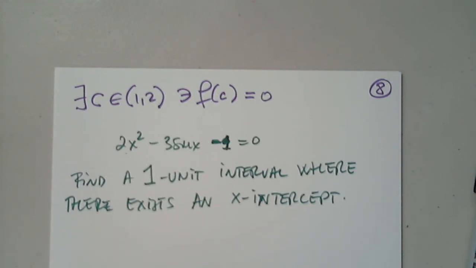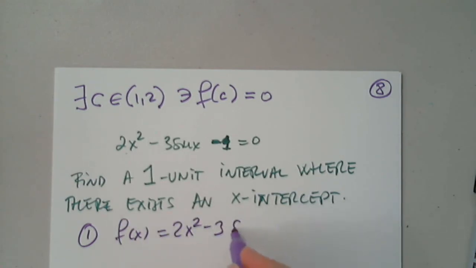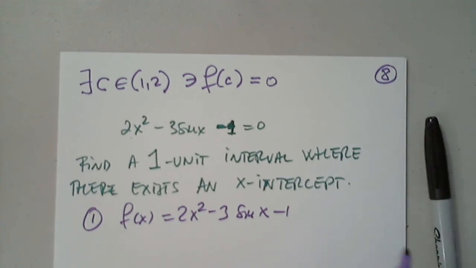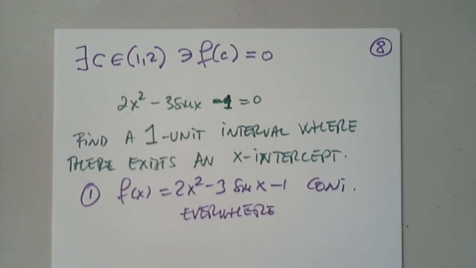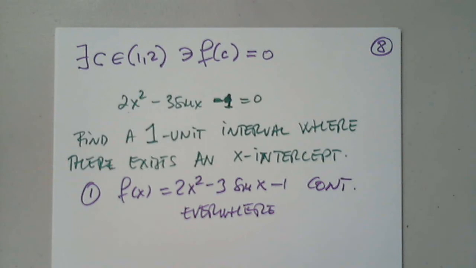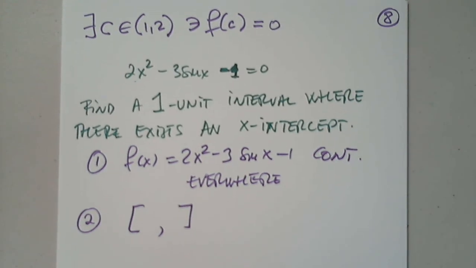And yes, you're completely correct. In step number 1, I'll have to say that f of x, which is 2x squared minus 3 sine x minus 1, is continuous everywhere. Okay, in step number 2, I have to find an interval where the function changes sign. How do I do that?